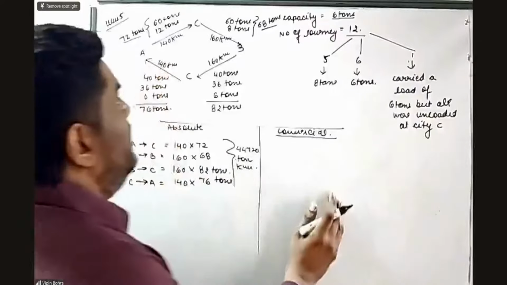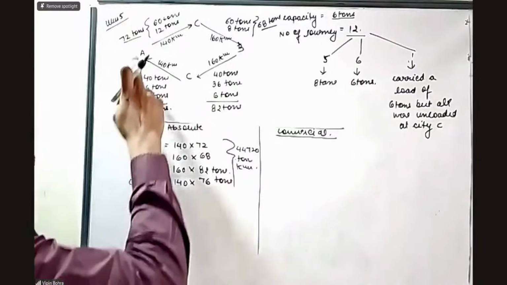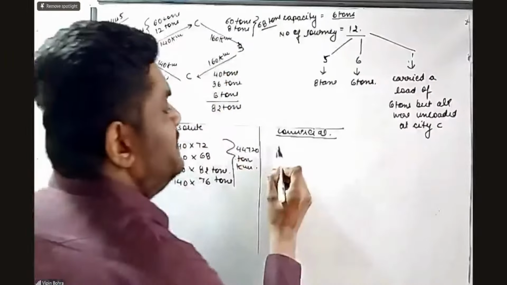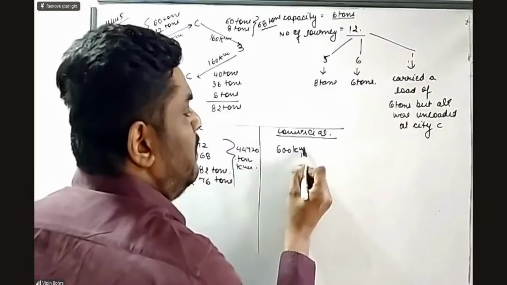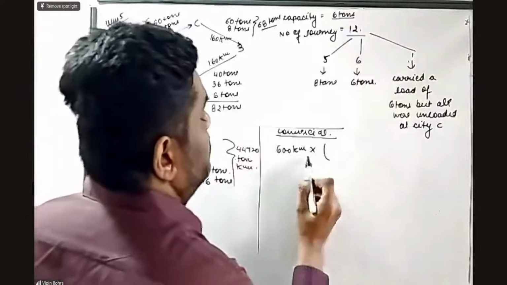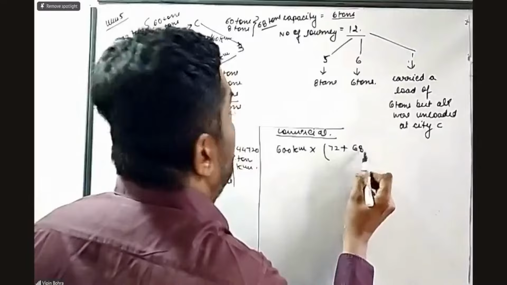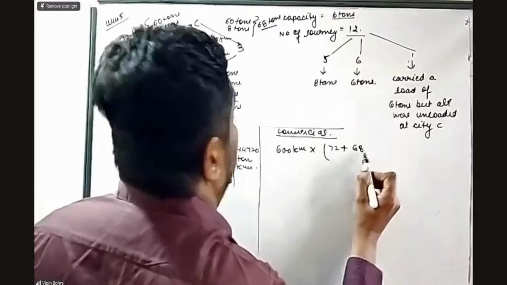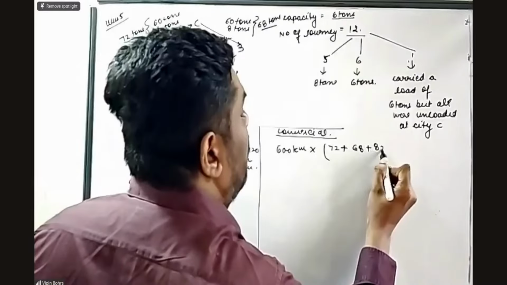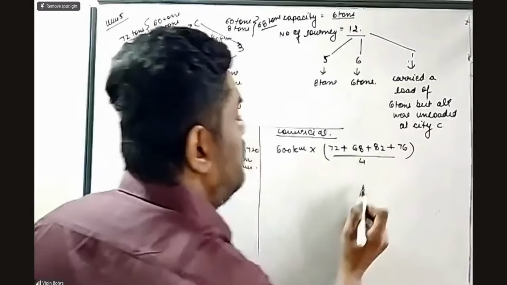And for commercial, it's very simple. The average tons multiplied by total kilometers. So 300 plus 300, 600 kilometers they traveled, into the average tons traveled. How much is the average? 72 plus 68 plus 82 plus 76 divided by 4.